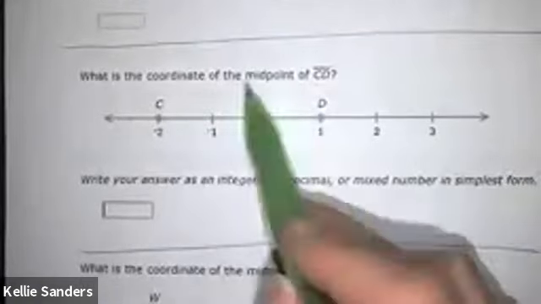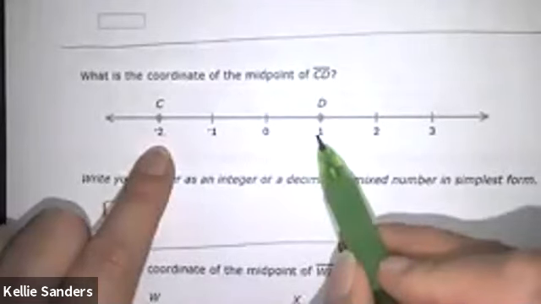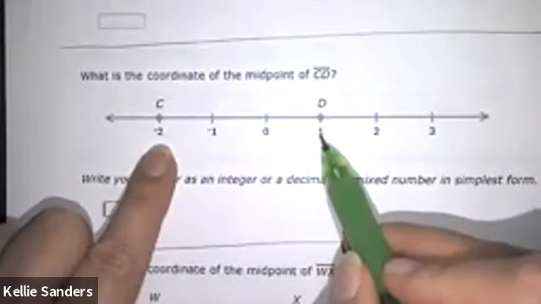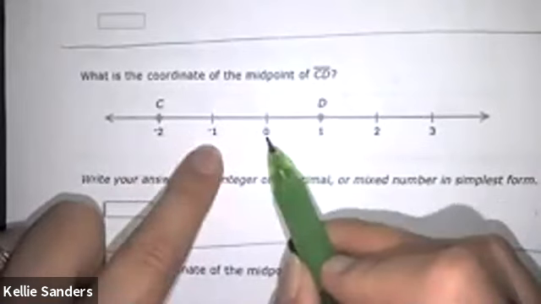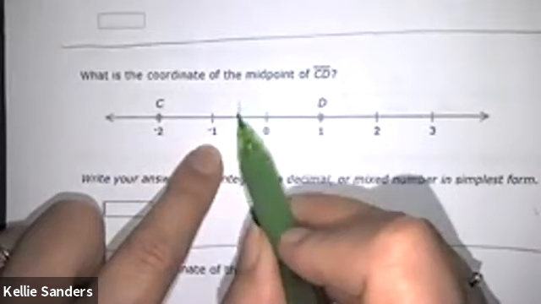What is the coordinate of the midpoint of CD? C is at -2, D is at +1. Like, what's in the middle of a negative and a positive? Well, if you're visual and you have this written out, then you could see that if it's -2 and 1, then it'll be here. Halfway in the middle is between 0 and -1. What's halfway in the middle of 0 and -1? -0.5. So that would be the answer if these numbers are that obvious.